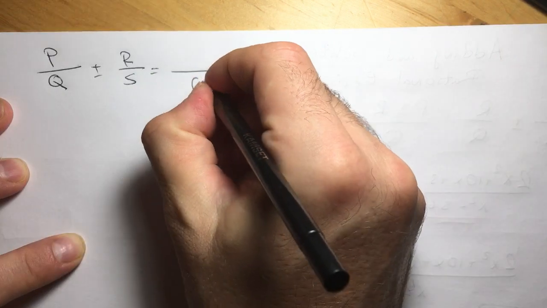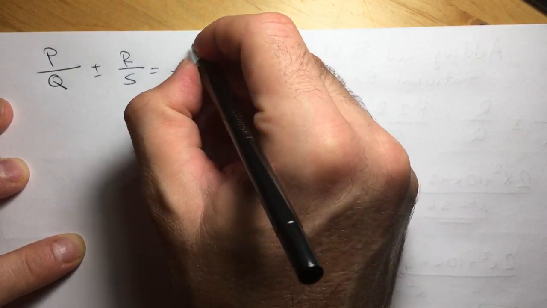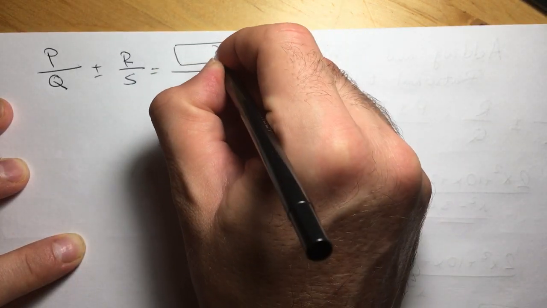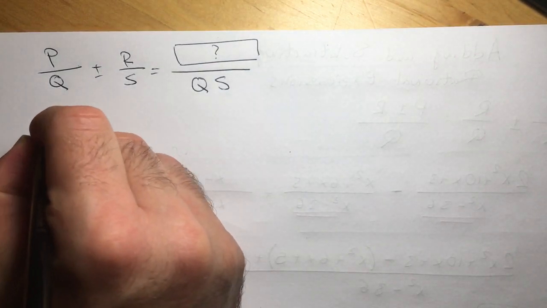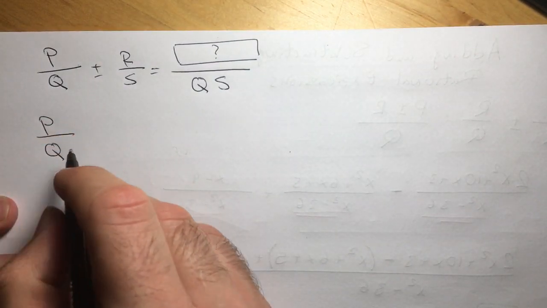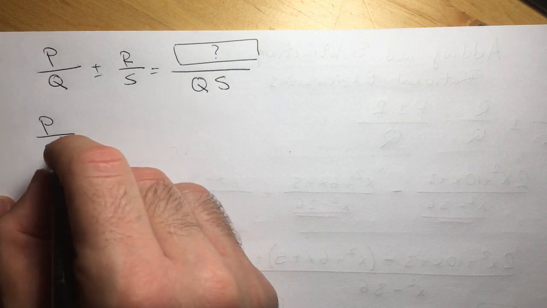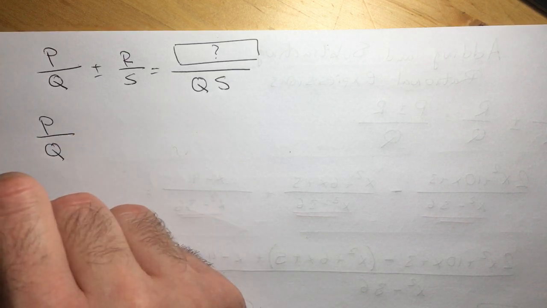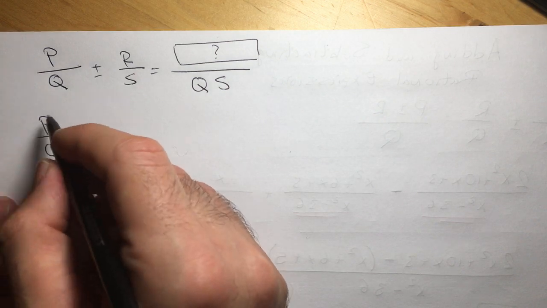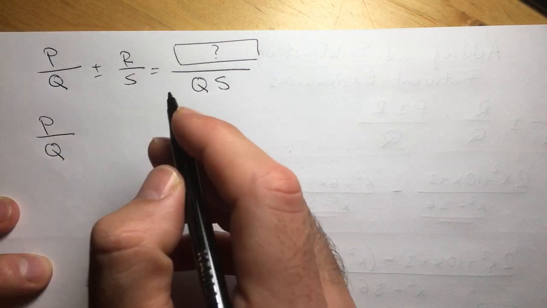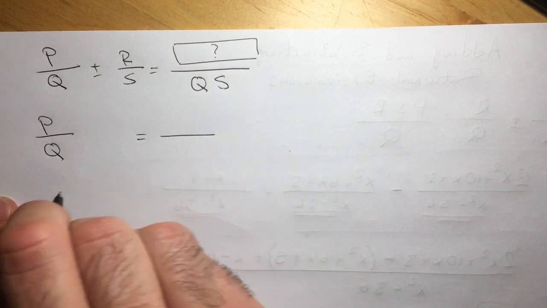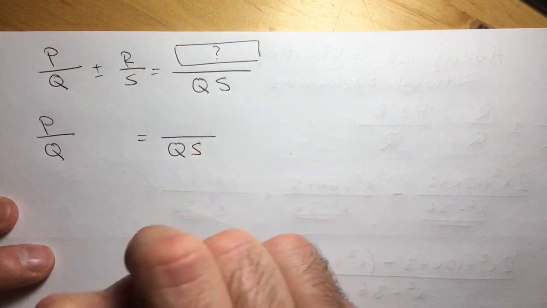Okay, so here I'm going to put Q times S, and here the question is, well, what are we going to have here, right? How can I bring P over Q to an equivalent expression, or find the equivalent expression of P over Q that will have denominator QS?